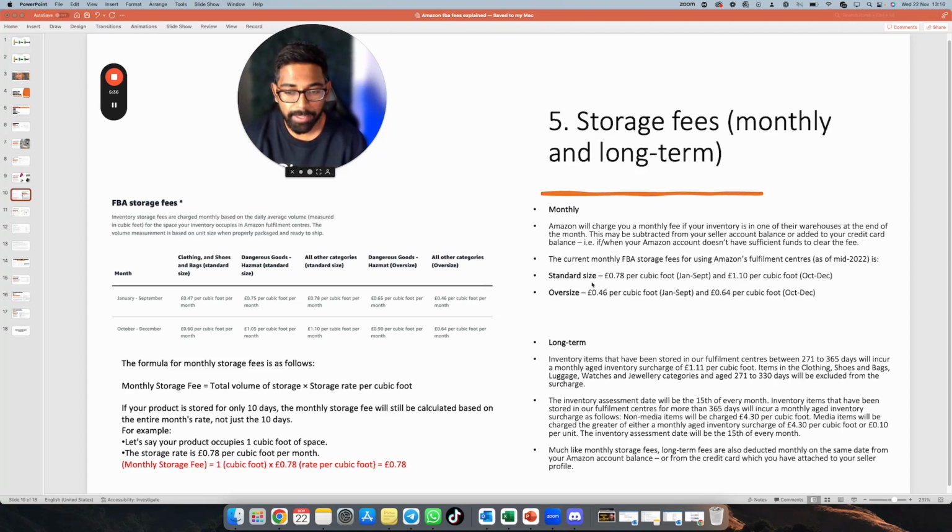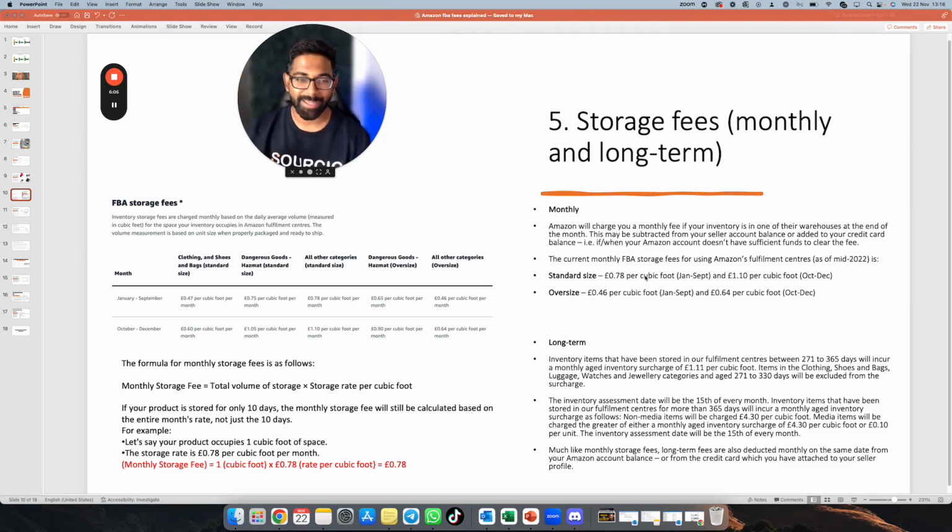For standard size, the storage fee is basically 78p per cubic foot between January to September, and October to December, which is basically Q4 of Amazon's, the busiest period of the year, is £1.10 per cubic foot. Now, if you don't know what a cubic foot is, it's basically a box that is 30 centimeters by 30 centimeters by 30 centimeters.